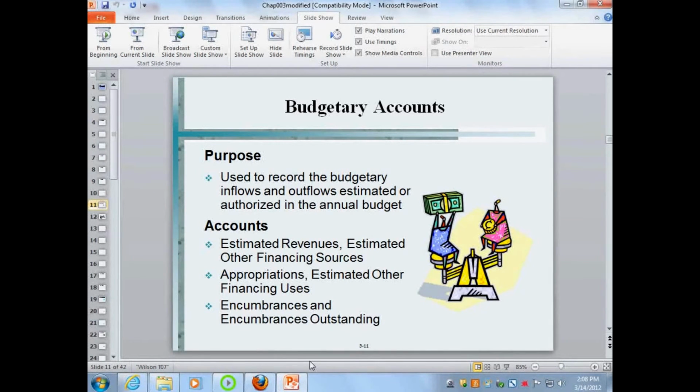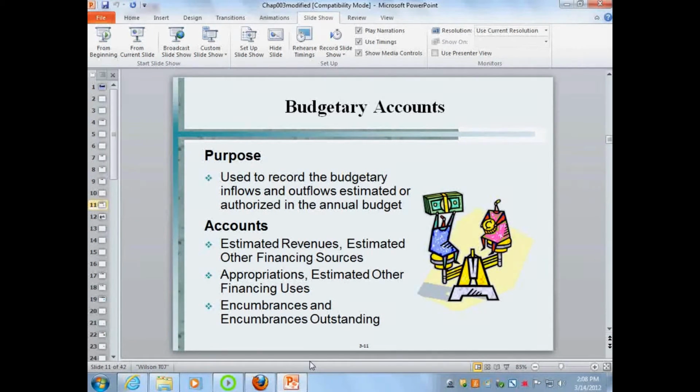Estimated revenues with revenues, right? Appropriations with expenditures, right? Other financing sources with estimated other financing sources. It's just the use of the word estimated. And encumbrances I'll get to right now. Okay?